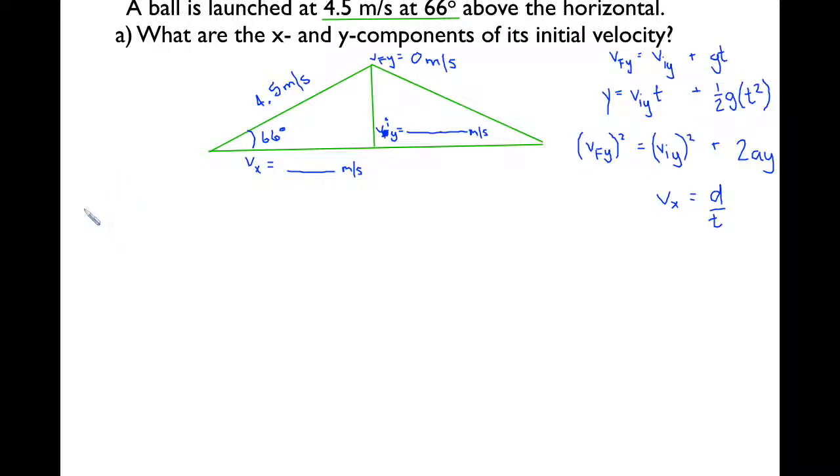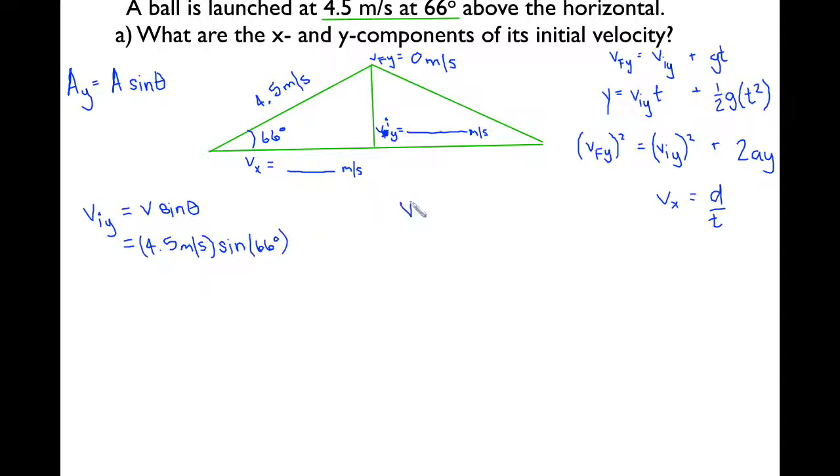Now to find the y component, we will use that formula: Ay is equal to A sine theta. So my VIY is equal to my velocity times sine theta. My vector velocity is 4.5 meters per second, and my sine of 66 degrees.